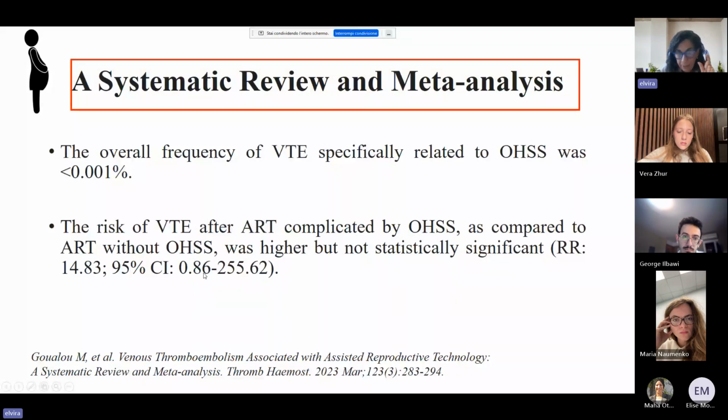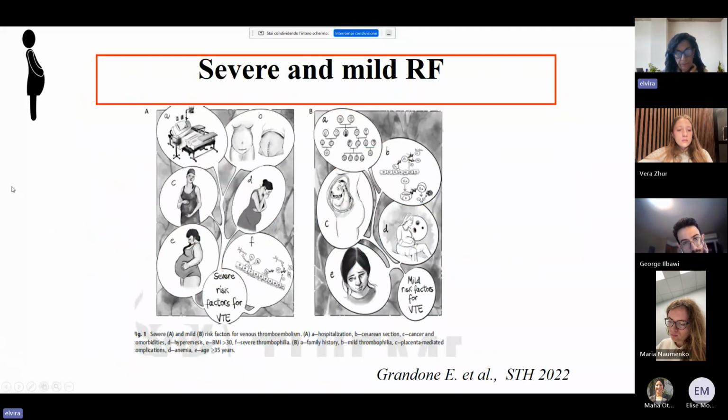But please bear in mind that, as I said, these data are from observational studies, from small sample case series, and this is the reason why the confidence interval crosses the unit.